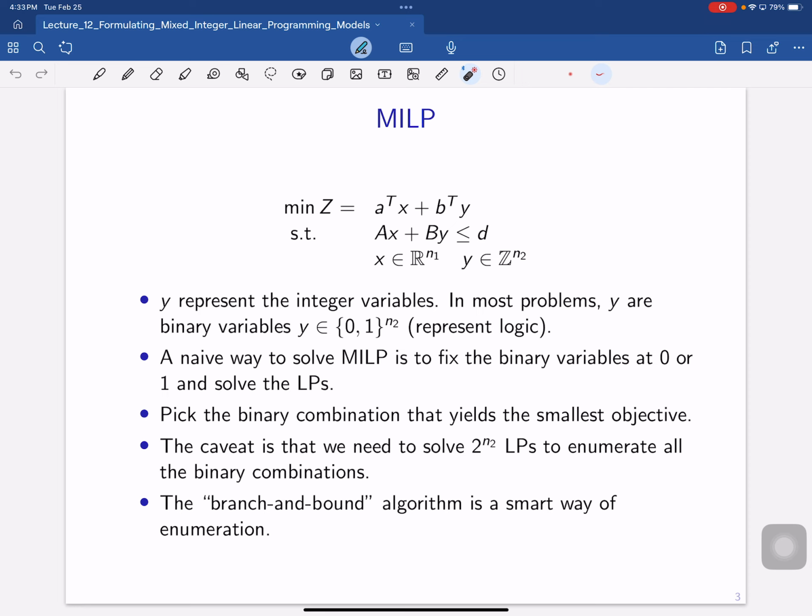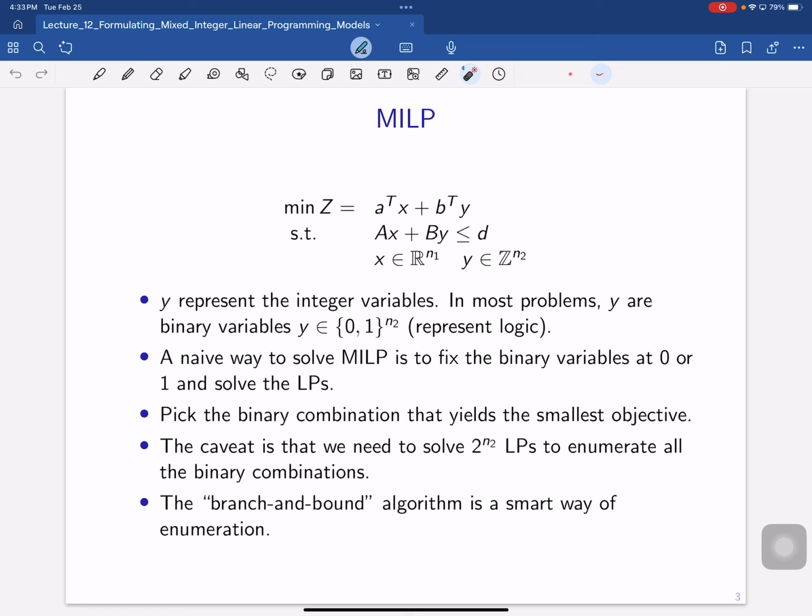Even if you have, let's say, 100 binary variables, 2 raised to the power of 100 is an astronomical number. So in practice nowadays, the state-of-the-art commercial solvers can solve problems in the order of 1 million variables. So 2 raised to the power of 1 million is a prohibitively large number. But why is the algorithm so good that it can solve this type of problem?